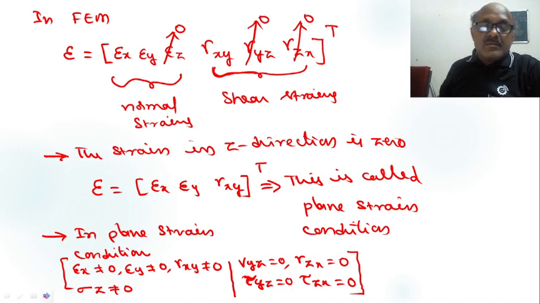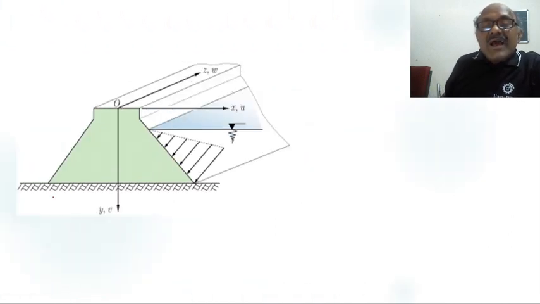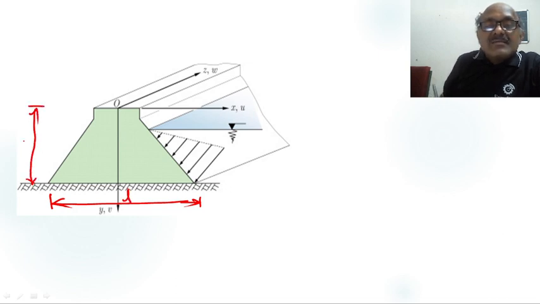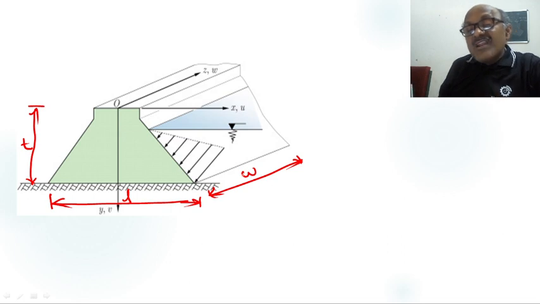Excellent, my dear students. Here is another example. It is a dam. Length of the dam is L. Thickness of the dam is T. Width of the dam is W, my dear students. This width is very large compared to these two dimensions, so that strain in z direction, that is width direction, is 0.